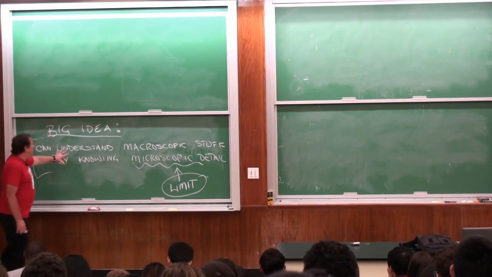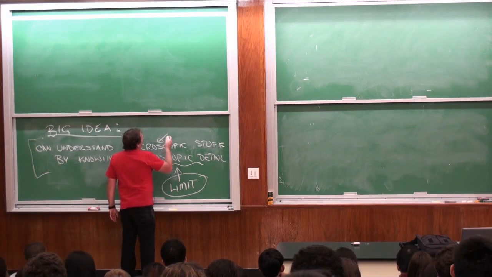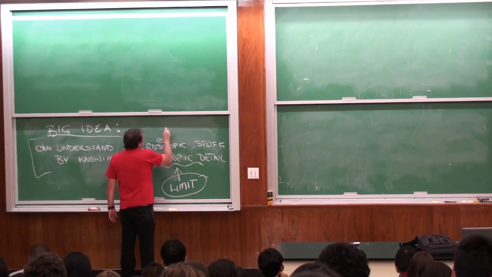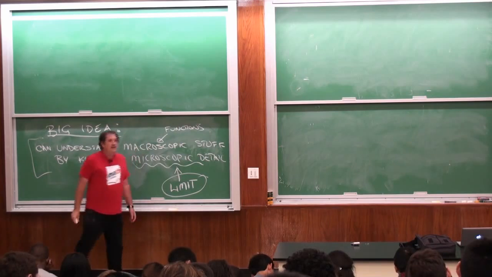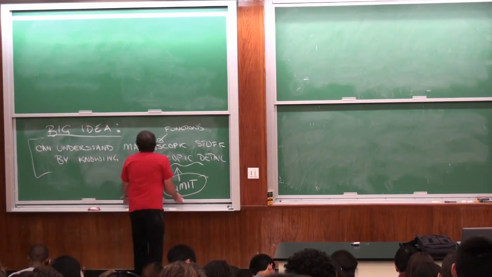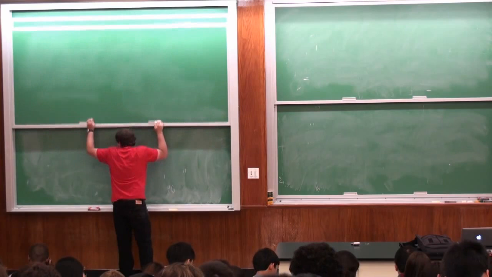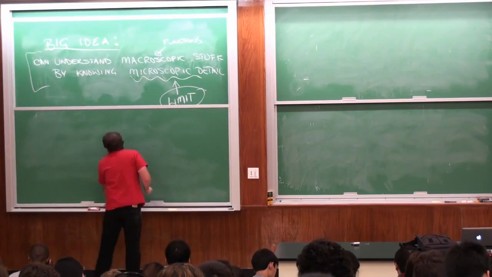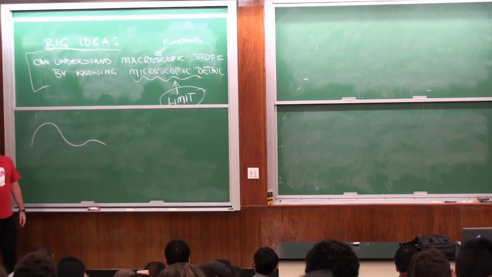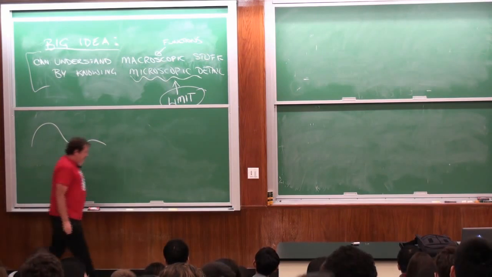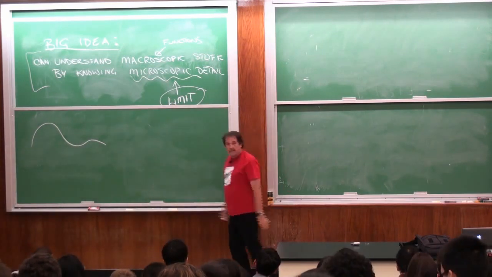So these macroscopic things that we want to understand are really functions. So we have some function, we want to know stuff about it, and we want to use this microscopic detail to learn things about it.